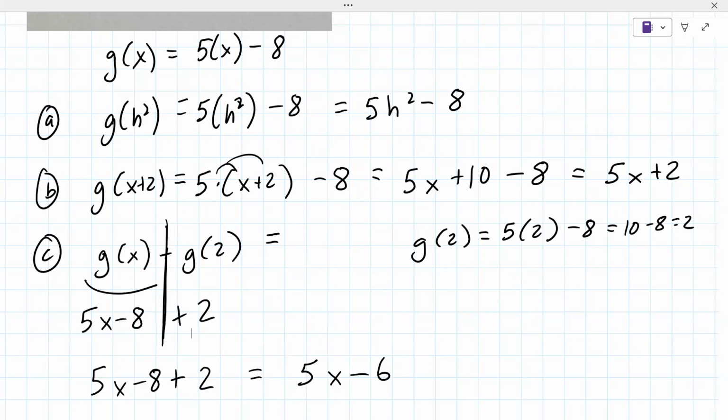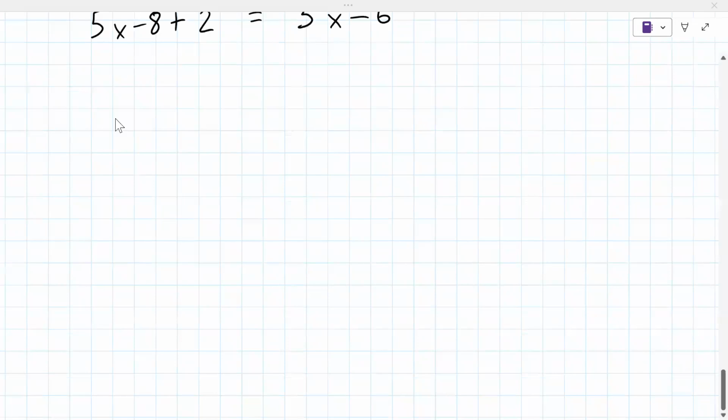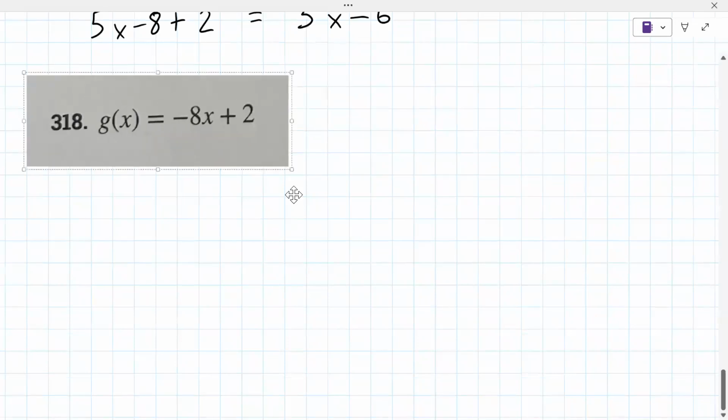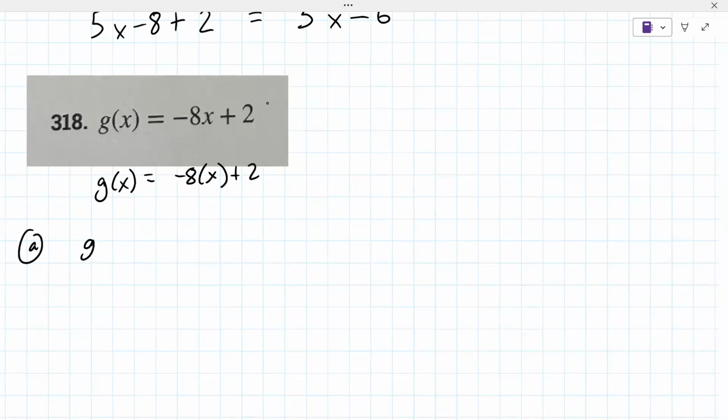So let's do 318. You'll have 317 in the back of the book. It's the same sort of path here, very much a repeat of the last one. Part A is g of h squared minus 8 times h squared plus 2 minus 8, like that.